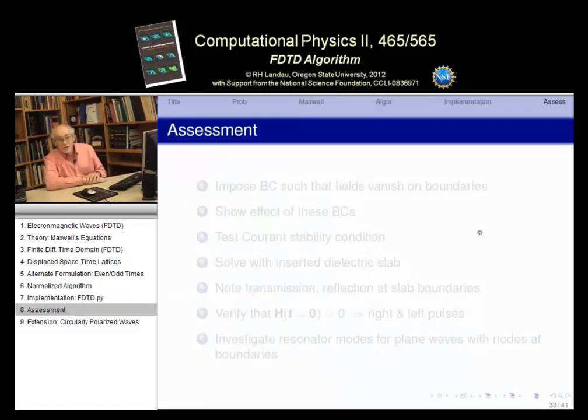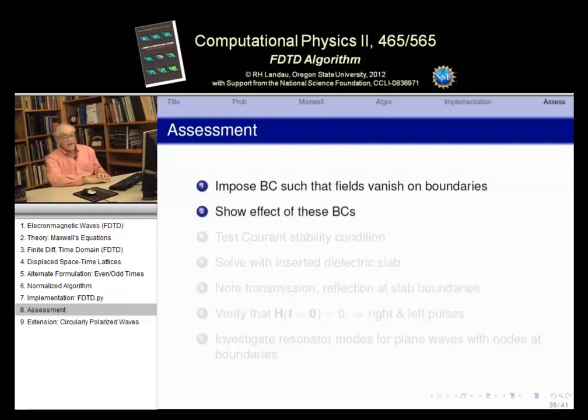Okay, so here's the assessment. What do you have to do? Take the code. Who knows which version we give you. Make sure that the boundary conditions vanish. So that's different. I've shown you periodic boundary conditions. Try this code out, making sure the waves vanish on the boundary. So that's different. You should get some other kind, like standing waves, I would guess. Show the effect of these boundary conditions. I gave it away, but you may not get that.